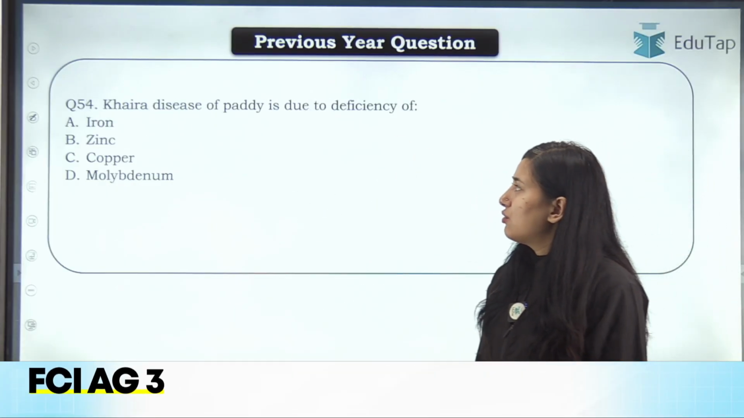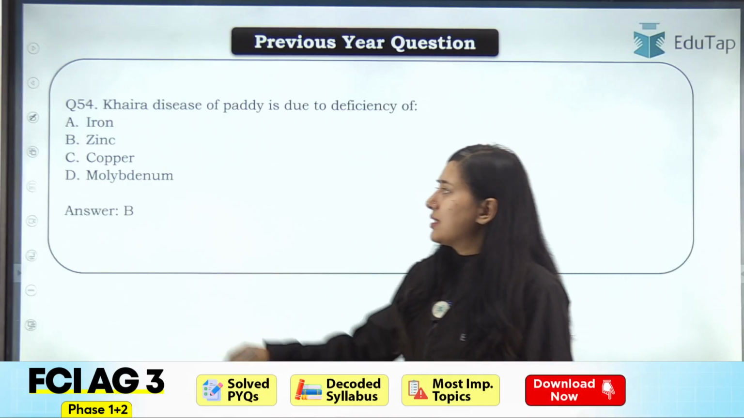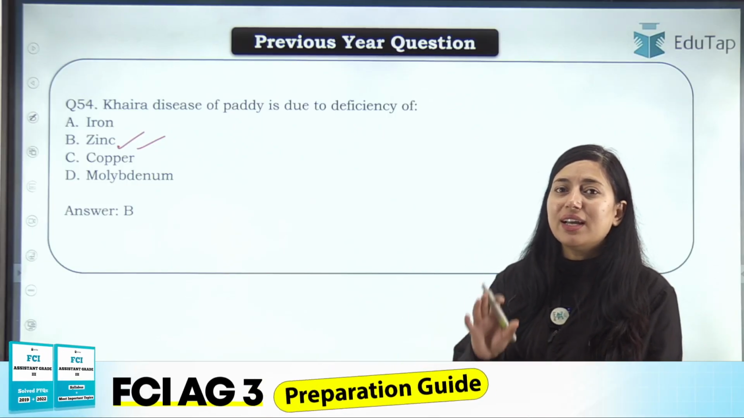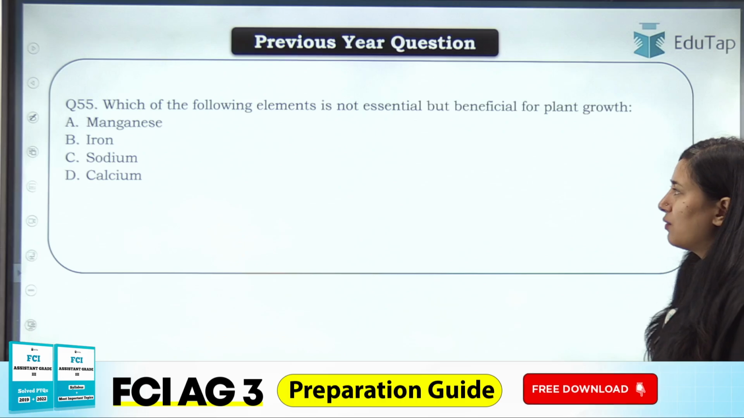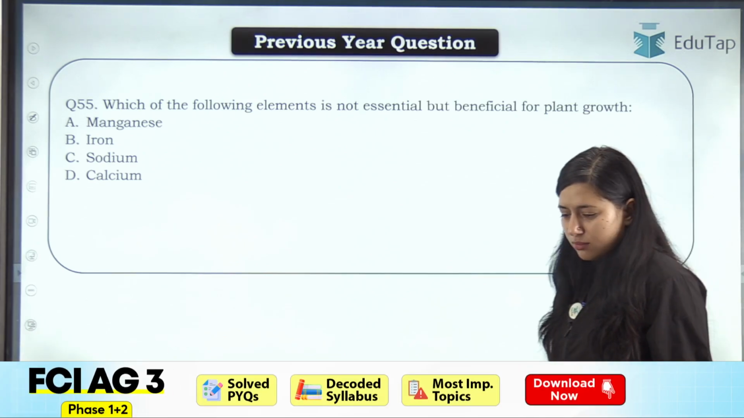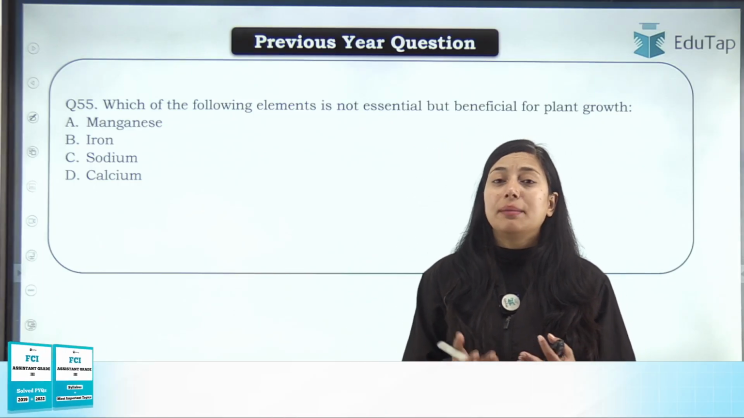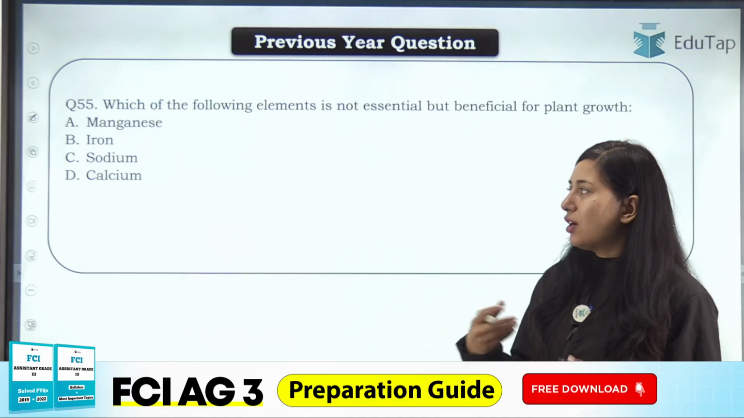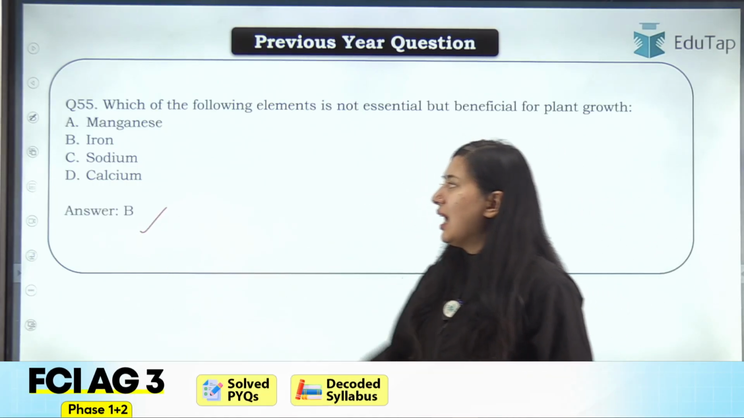Next is Khara disease of paddy is due to, a very basic question. It is basically due to zinc deficiency. Whenever there is a zinc deficiency in a paddy field, it will show Khara disease. Now next question is, which of the following elements is not essential but beneficial for plant growth? Very easy question, again covered in NCERT. There are a few beneficial nutrients, and there are a few essential nutrients. So the answer here will be option B, iron.